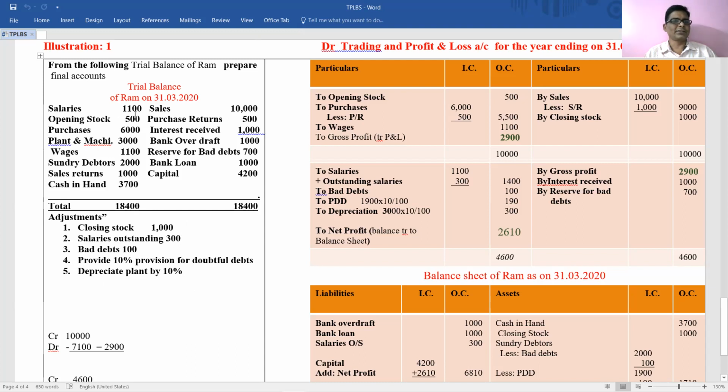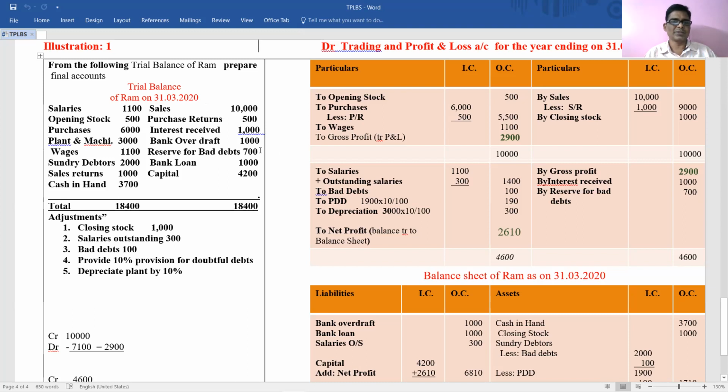Salaries 1100 means PD. Opening stock TD. Purchases TD. Plant and machinery A. Wages TD. Sundry debtors A. Sales returns TC minus. Cash in hand A. Sales TC. Purchase returns TD minus. Interest received PC. Bank overdraft L. Reserve for bad debts PC.